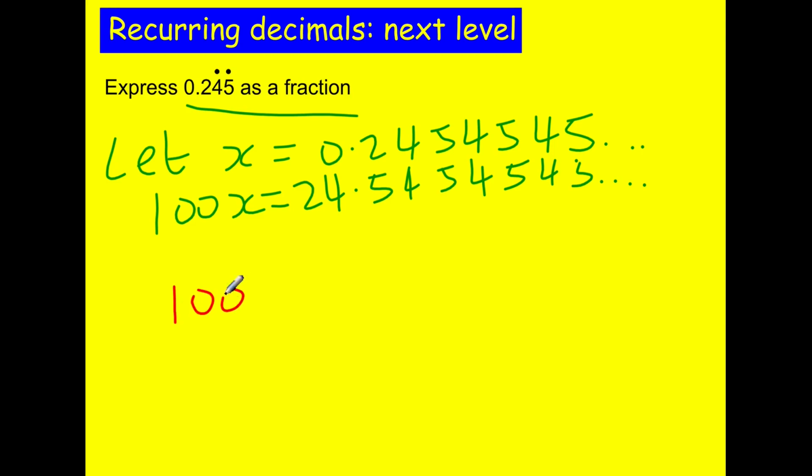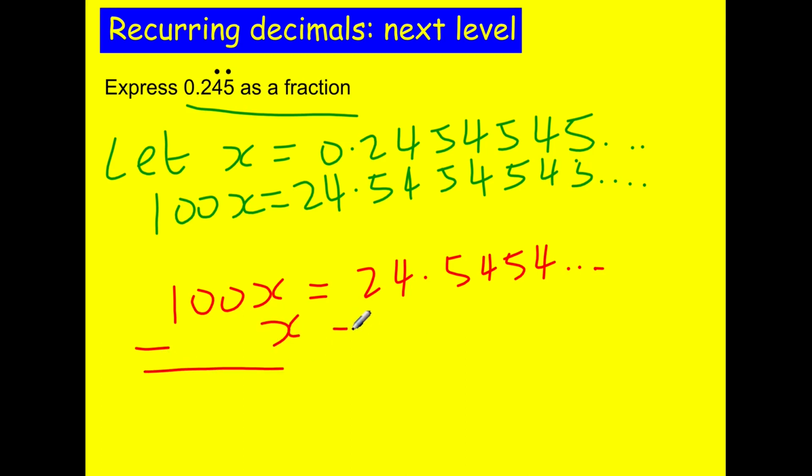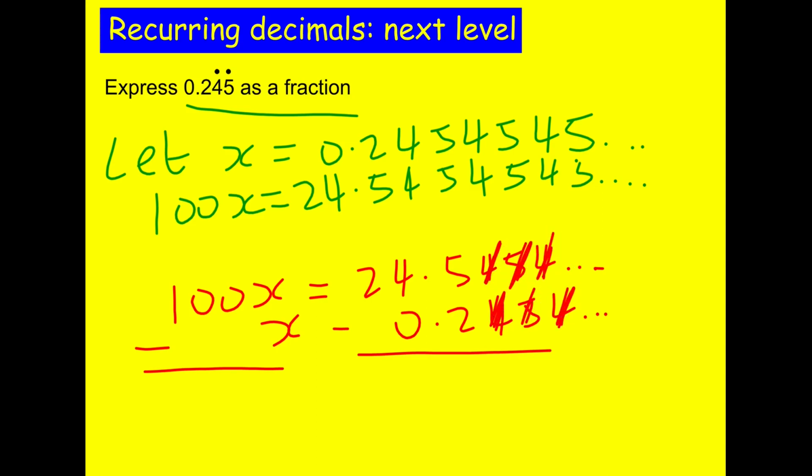So I'm going to do 100x equals 24.5454, etc. And I'm going to minus my x. So I'm going to minus my 0.2454... And these are going to cancel. And what I'm going to be left with is 99x equals 24.3. We're nearly there.